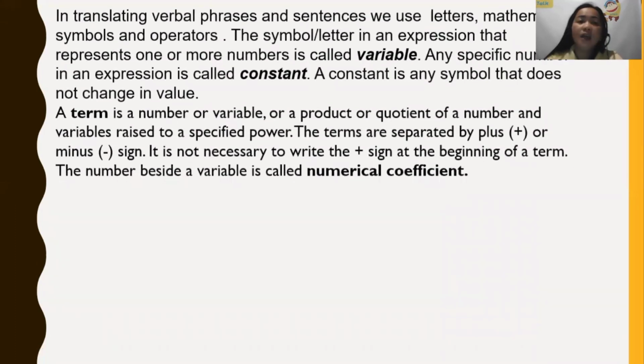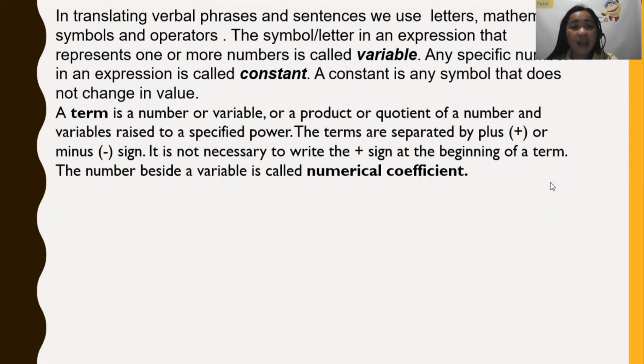Now, let's go to the next. In translating verbal phrases and sentences, we use letters, mathematical symbols, and operators. The symbol or letter in an expression that represents one or more numbers is called a variable. Any specific number in an expression is called a constant. A constant is any symbol that does not change in value.